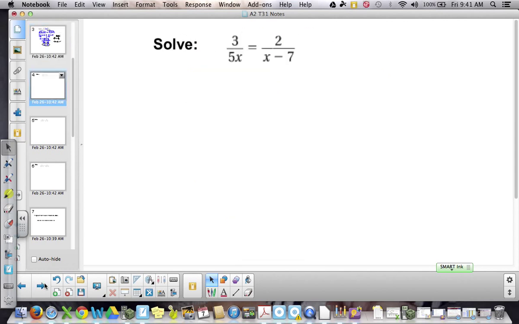All right, why don't you go ahead and give this example a try. 3 over 5x equals 2 over x minus 7. Once you've finished, restart the video. I'll show you the answer.